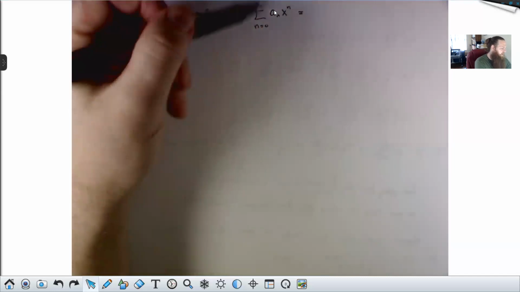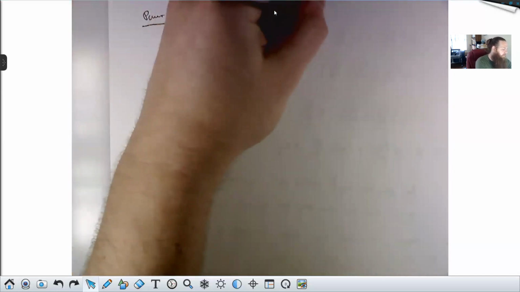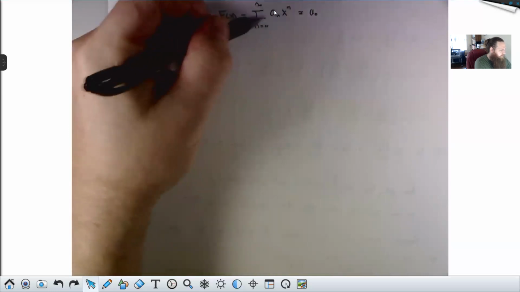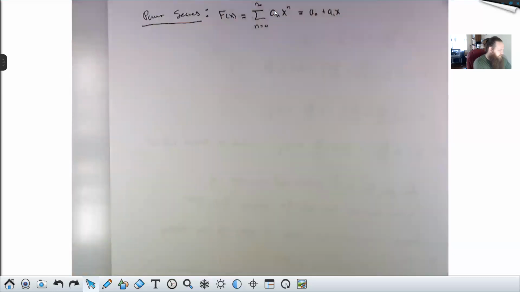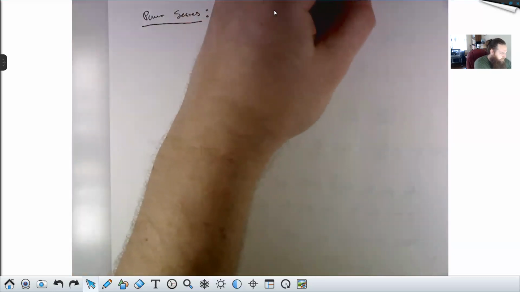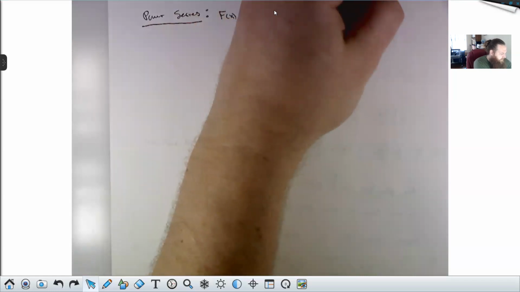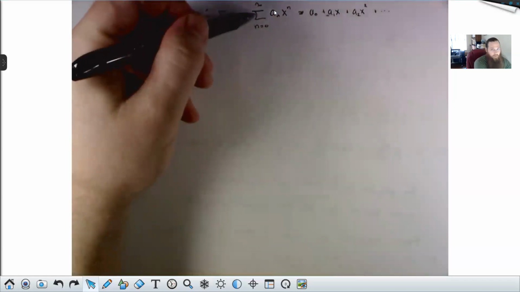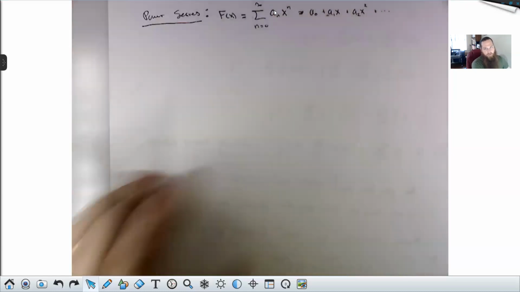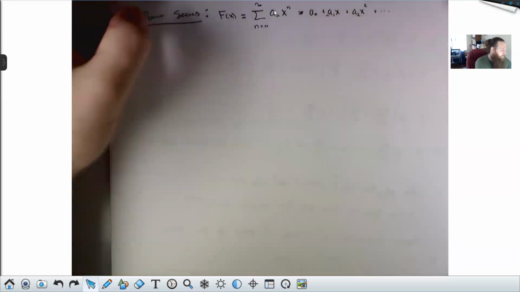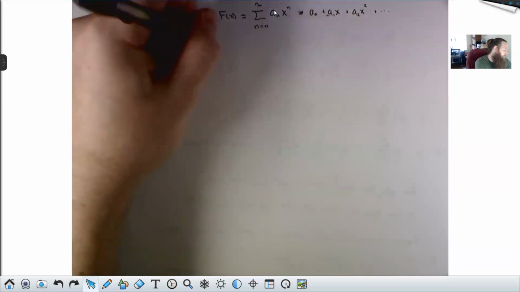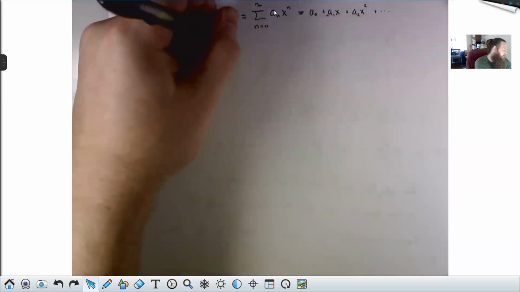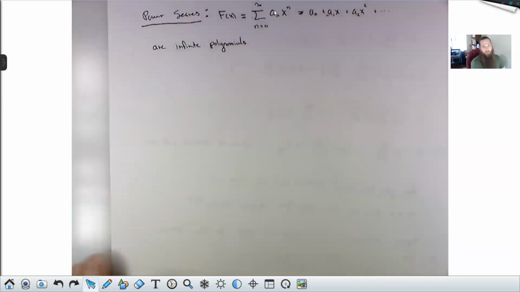So if you plug in 0 for n here, you get a0 x to the 0. And what sigma says is you're going to add that to what you get with n equal to 1, which is a1 x to the 1. And then add that to what you get with n equal to 2, which is a2 x squared. And you're going to add that up with n equals 3, 4, 5, all the way up to whatever this is. And in this case, it's infinity, so it's going to go on forever. These are infinite polynomials, or polynomials of infinite degree. Think of it like that.